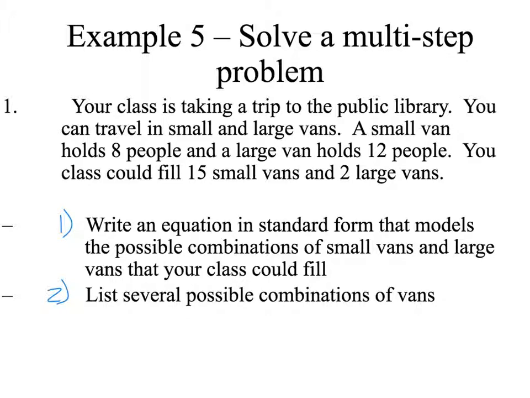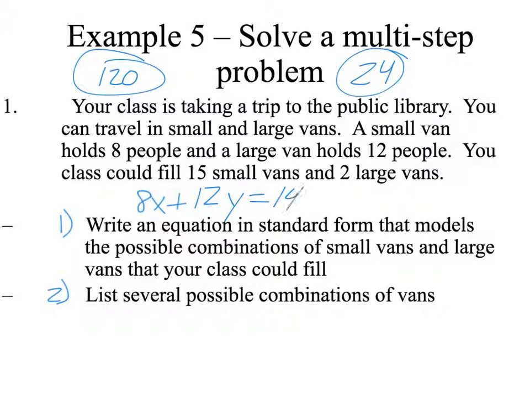So from here, we want to figure out how we're going to write an equation in standard form. Basically, what we're going to do is 8 people in however many small vans I need, plus 12 people in however many large vans I need, needs to get me my total. Well, to figure out my total, I need to do the 8 times the 15. Oh, wait, I'm sorry. Small van holds 8 people, so 8 times the 15. That gives me 120 people in my small vans. 12 people in my large vans, that's 24 people in my large vans. So that's 144 people altogether.